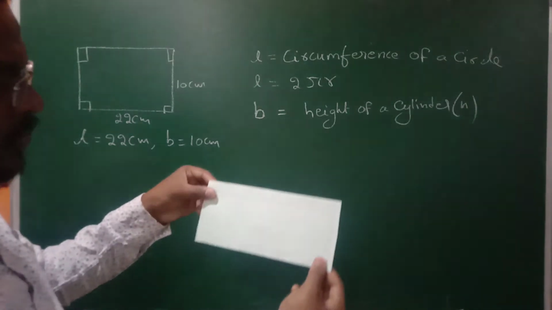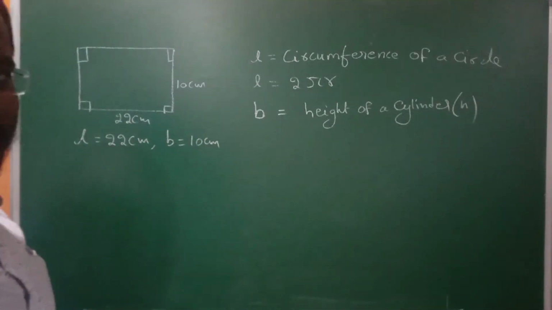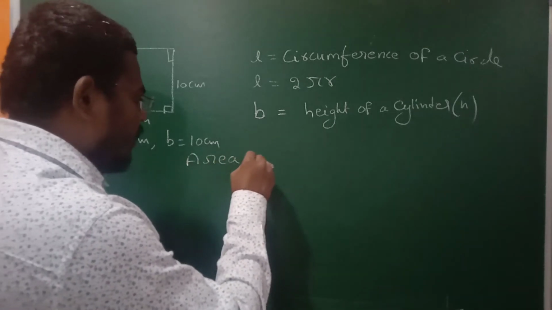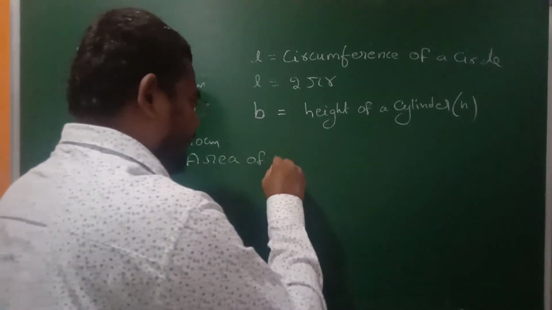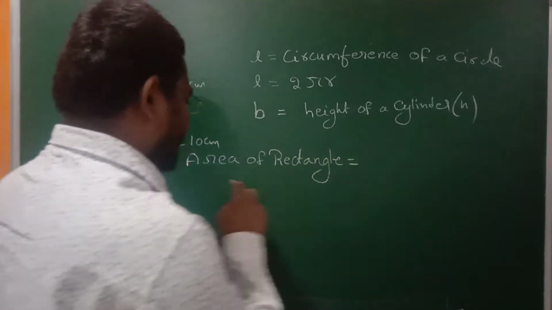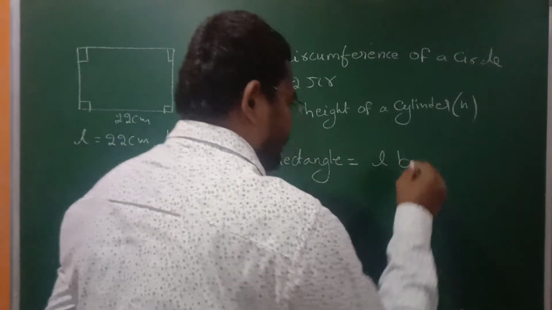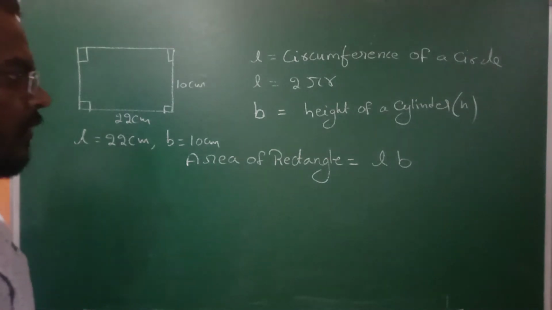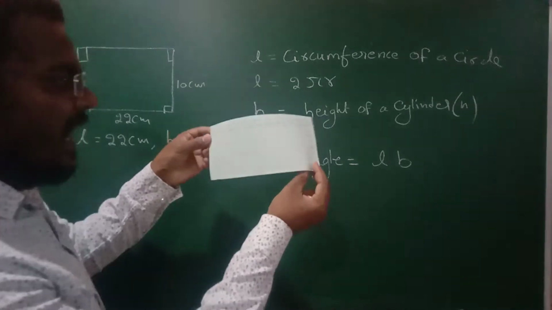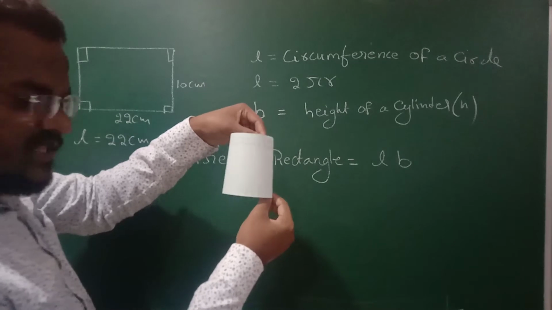So dear friends, now I just wanted to find the area of the rectangular graph. The area of the rectangle we all know is length into breadth. So, my dear friends, you can observe here the area of a rectangle, which I'm making into a circular prism, that is a cylinder.